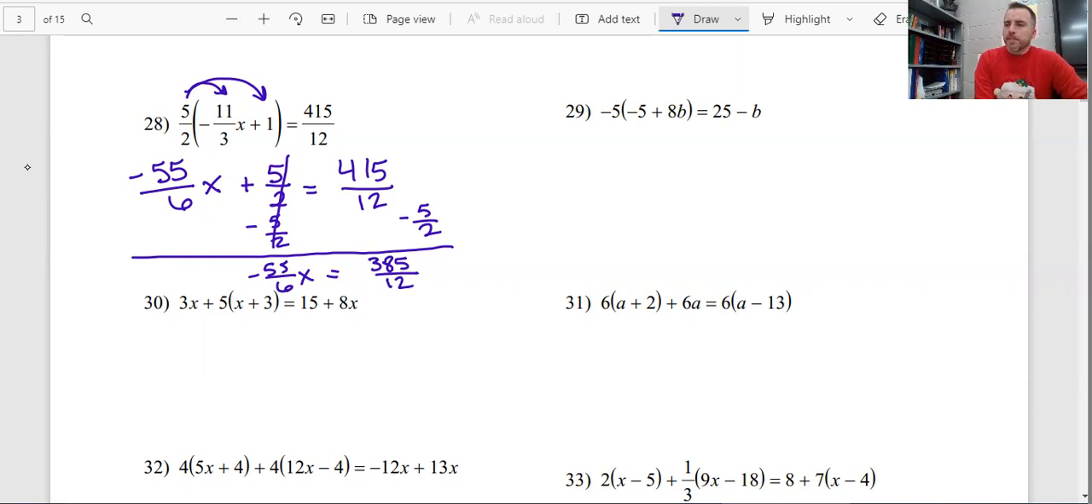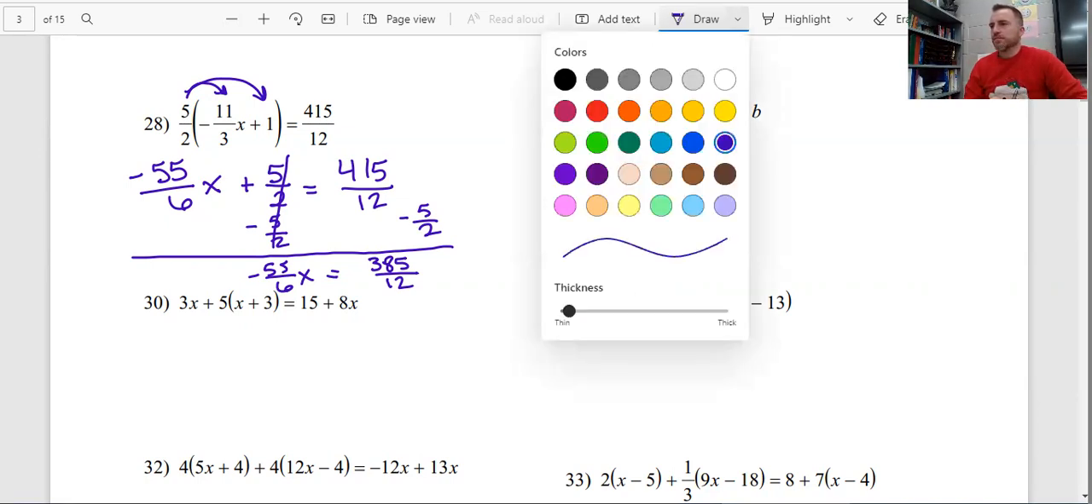All right. And here is where I may differ from some people in that I don't treat this -55/6 like it's one number being multiplied by x. I treat it like an x that's being multiplied by -55 and divided by 6. Two separate operations. And for me, that just makes more sense. So I'll try to change colors here for these operations.